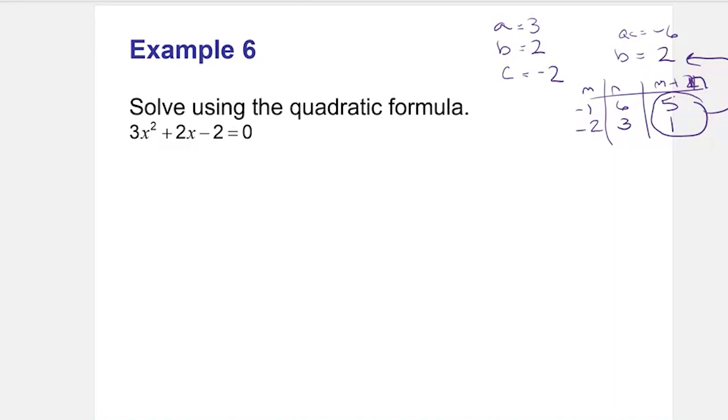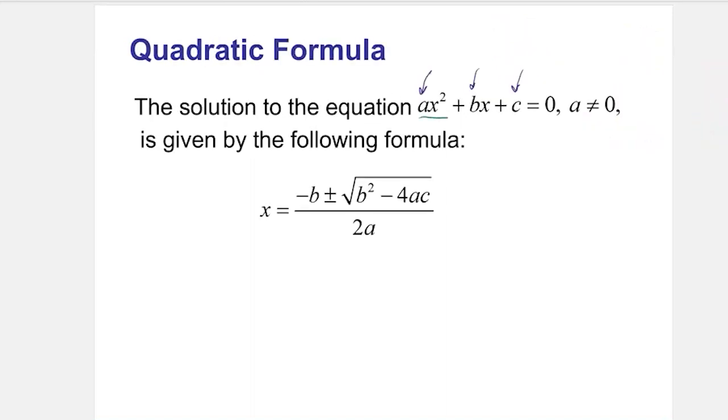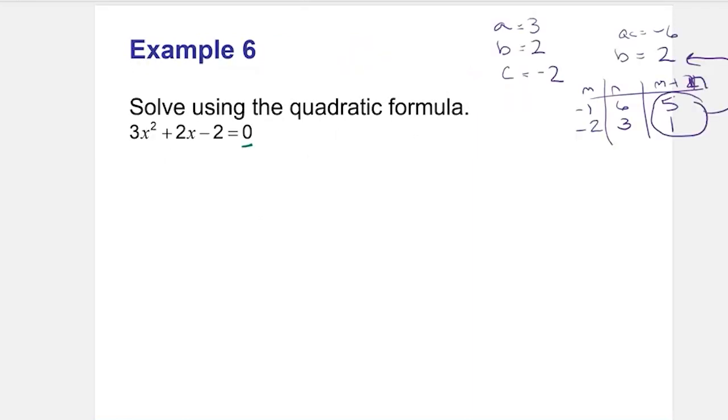So let's do it. As long as this quadratic equals 0, so remember that has to happen. We have to have it in the form where it equals 0. And this one is, so now we have x equals -b, so -2, plus or minus the square root of b squared, here I'll write it all out, 2 squared minus 4 times a times c.